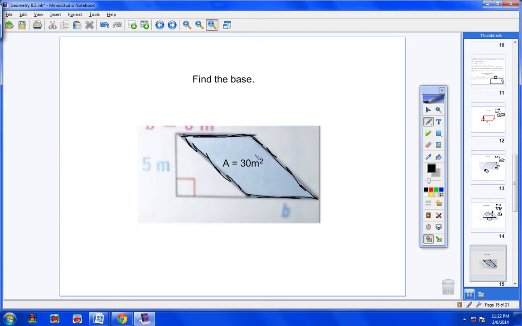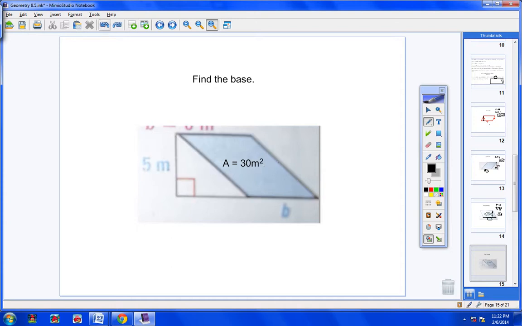And I'm giving you the area. The area is 30. I'm giving you the height. Here's the height right here. It's the line that starts at the top of the parallelogram and goes straight down in such a way that it forms a right angle with the horizontal. So you have the area and you have the height, and they want us to find the base.